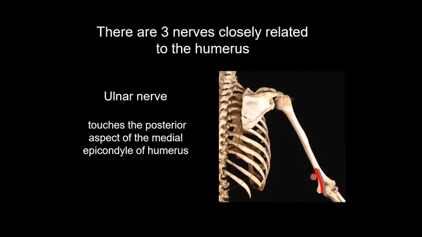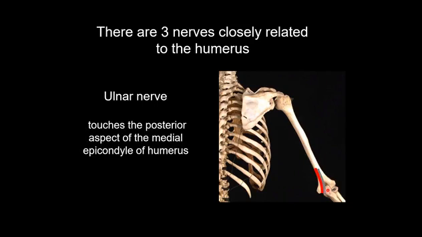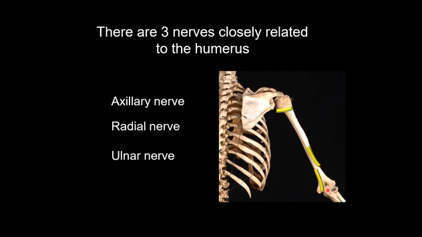At the posterior aspect of the medial epicondyle of the humerus, you're going to see the ulnar nerve making a touch to it. So these are the three nerves that are closely related to the humerus: the axillary nerve, especially the circumflex branch of it, then the ulnar nerve, and of course the radial nerve at the spiral groove of the lateral aspect. And why is the ulnar nerve at the posterior aspect of the medial epicondyle? Okay, so this is just to show it one more time. The posterior aspect of the medial epicondyle is for the ulnar nerve, the radial nerve is at the spiral groove of the shaft, and the axillary nerve is at the surgical neck. All at the posterior part.